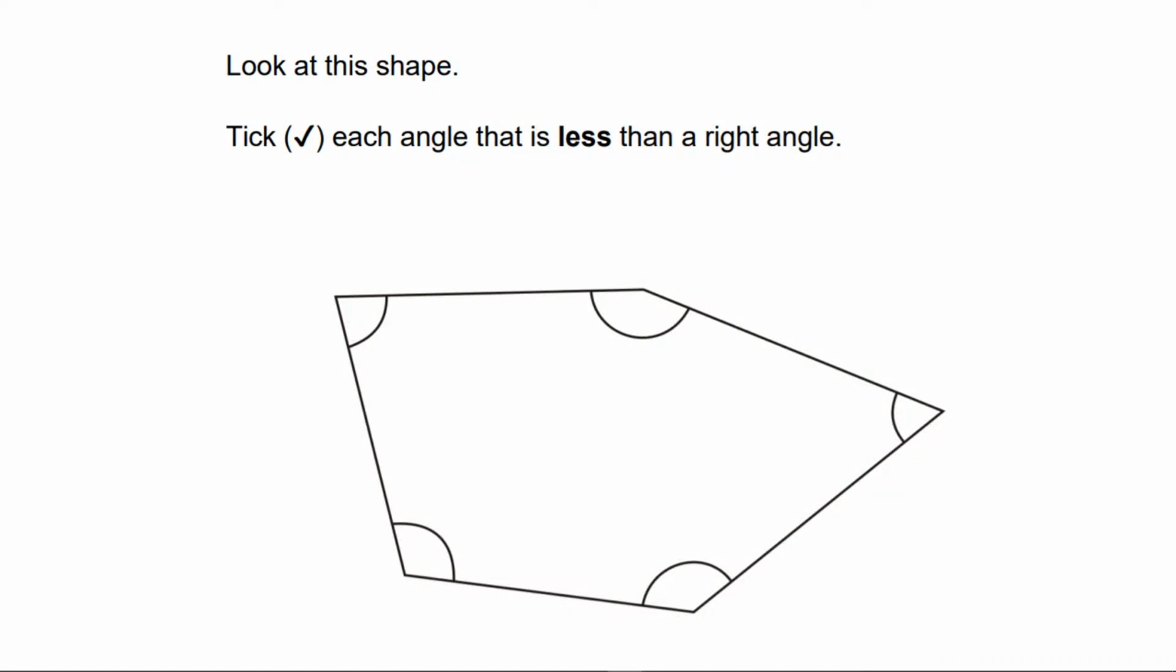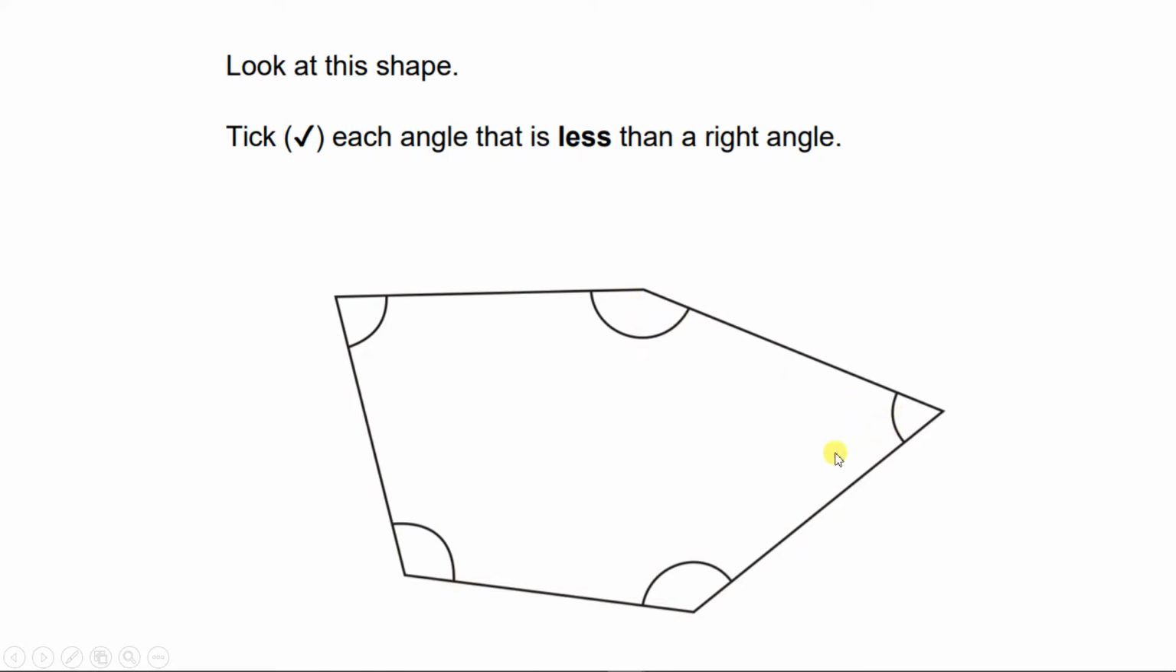Look at this shape, tick each angle that is less than a right angle. So as we know, angles that are less than a right angle are less than 90 degrees. They're acute angles. So if we look at each angle, we can see here it's less than 90 degrees, so we tick that. Here we don't have a right angle, we have an acute angle, we have an obtuse angle, so we wouldn't tick that one.